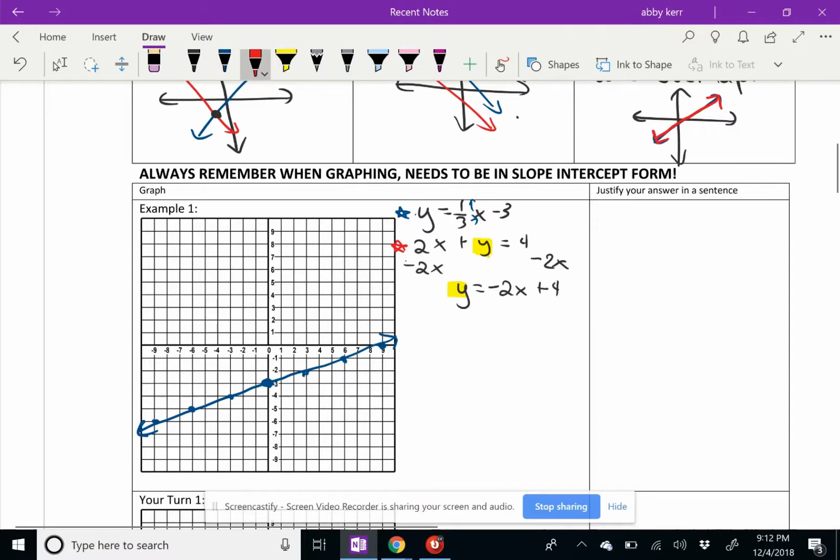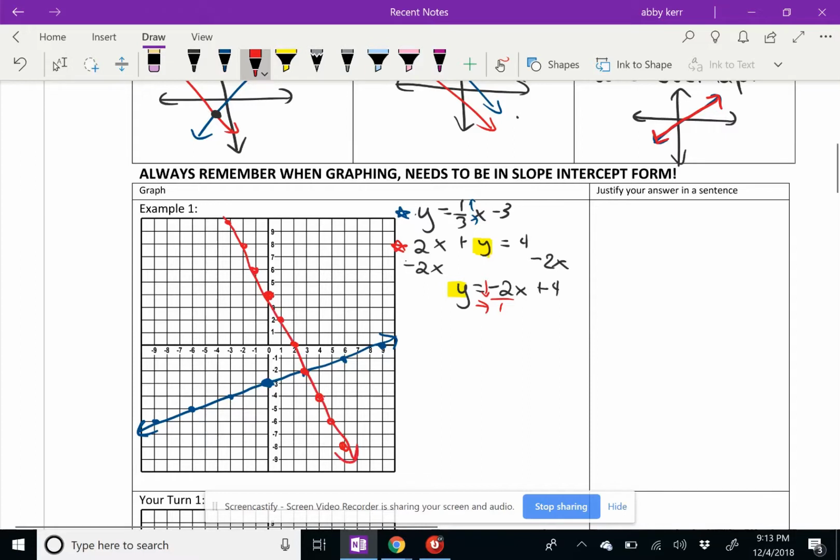Now that was my red equation, so I'm going to go up 4 because that's my y-intercept. -2 means go down. There's really a 1 there, so that means go to the right. So down 2, right 1. Down 2, right 1. Down 2, right 1. Keep going even though you found the intersection, because part of the assignment is to graph.